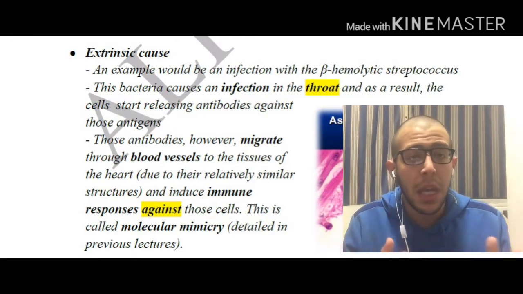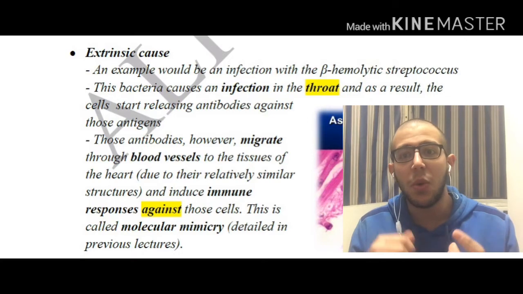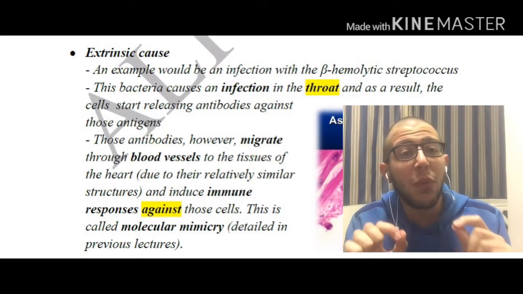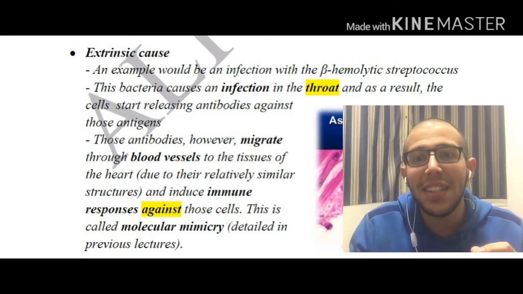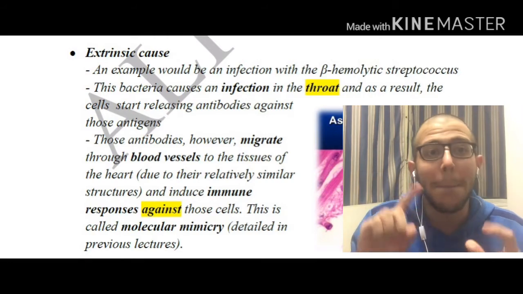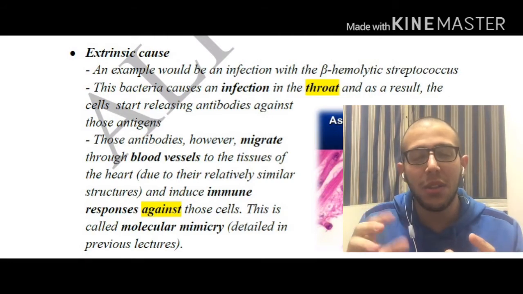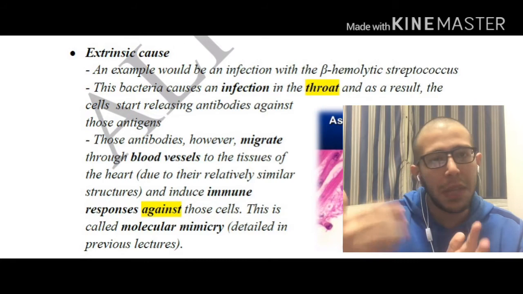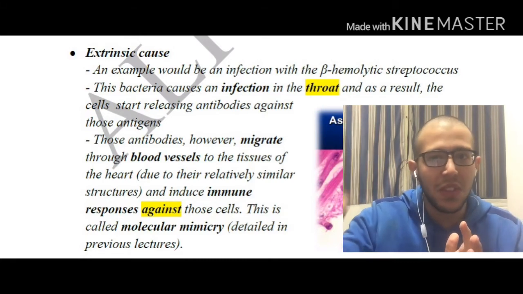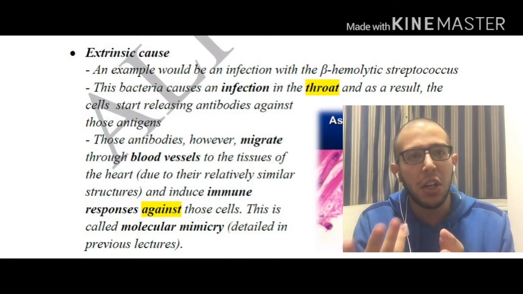Well, naturally. What is going to be happening here, though, is that these antibodies are going to be migrating through the blood vessels and into the tissues of the heart, mistakenly, because they are going to be inducing immune responses against the cells there. Now, this is called molecular mimicry.